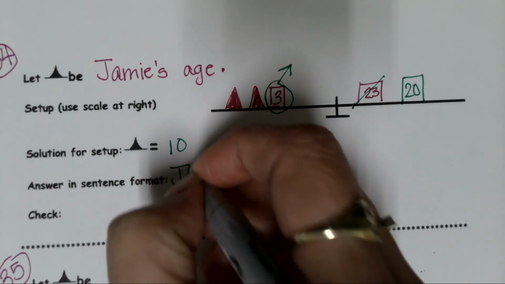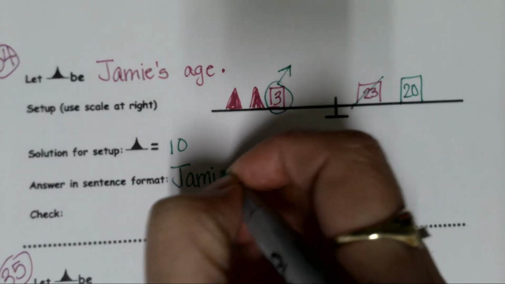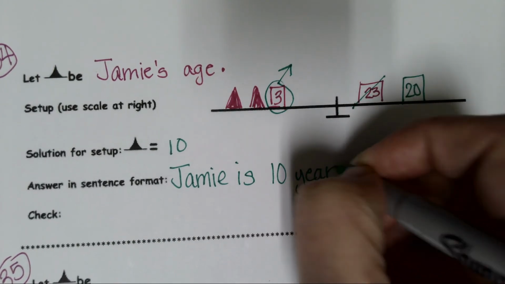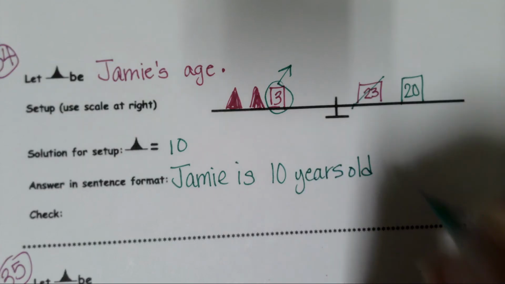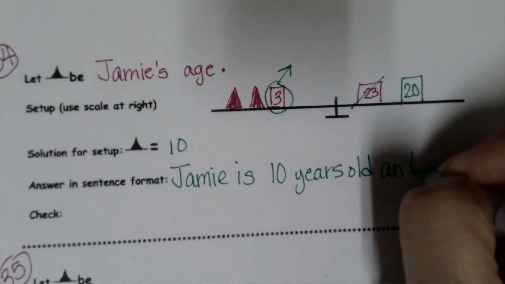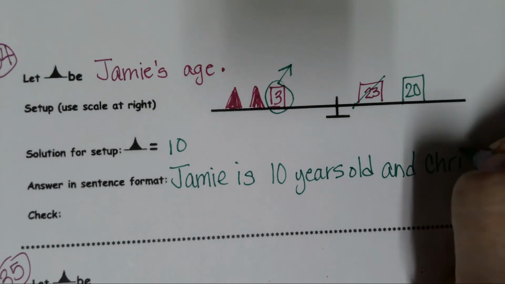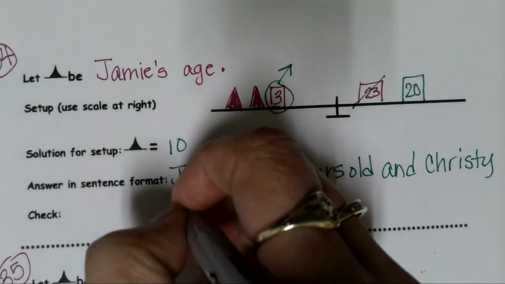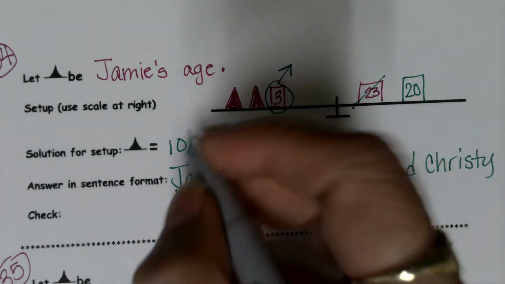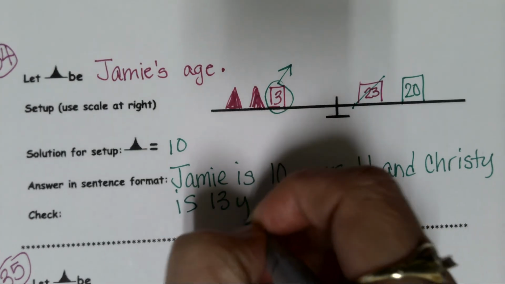Jamie is 10 years old, but we need to know Jamie and Christy. And Christy is, now how old is Christy going to be? It said that Christy is 3 years older than Jamie, so Christy has to be 10 plus 3, so she's 13 years old.